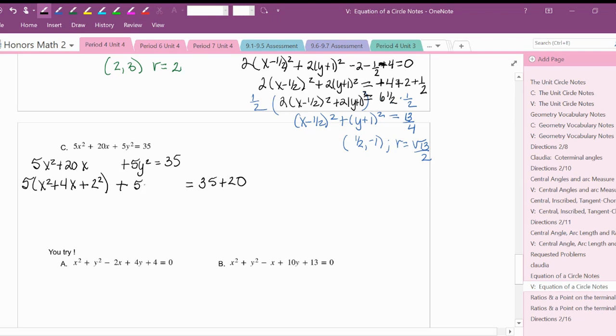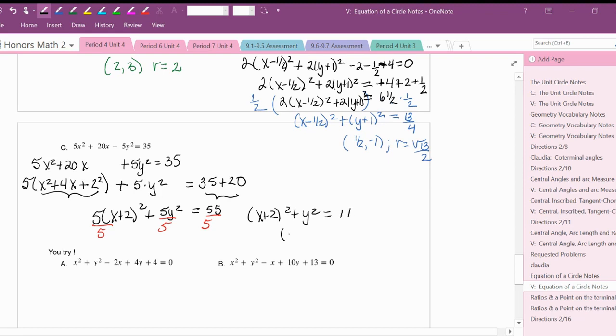Then I've got 5 times just y squared. Now we would divide everybody by 5. Combine these like terms. Rewrite this as x plus 2 quantity squared. And we get x plus 2 squared plus y squared equals 11. Our center is at -2, 0. Our radius is square root of 11. All right, time for you to pause the video and go ahead and give this a try.